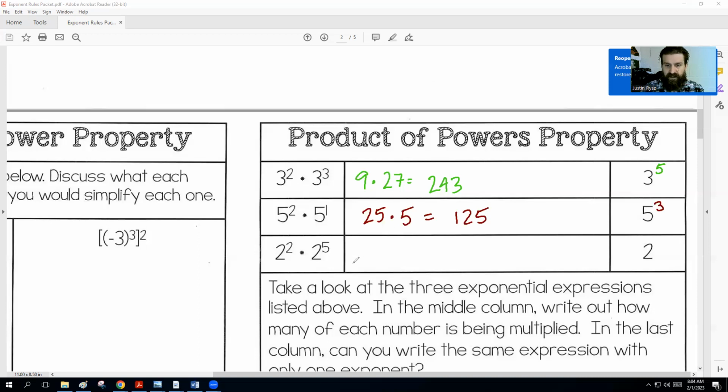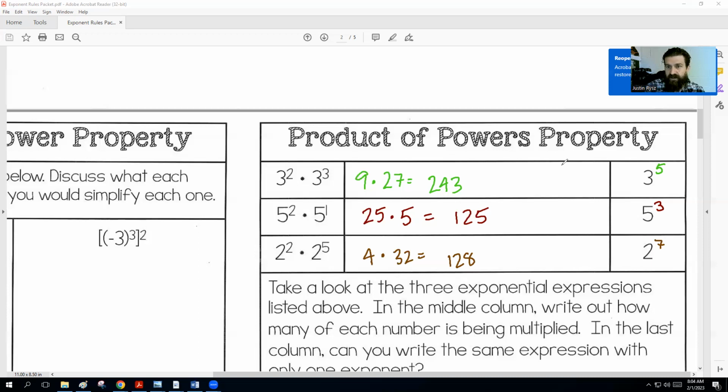Next one here, 2 to the 2nd, that's 4. 2 to the 5th, I'm going to use a calculator here, it's 32. We're going to multiply them together, that's 128. So we're going to use a calculator, 2 to what power? Just try 2 to the 10th, 2 to the 9th, test it out. That would actually be 2 to the 7th if you got it right.